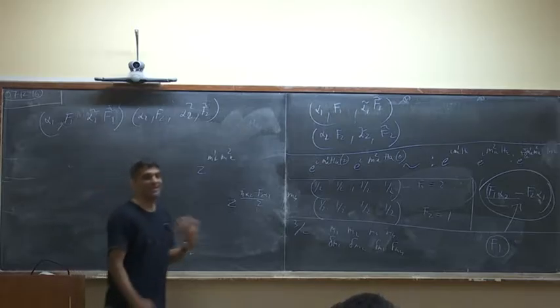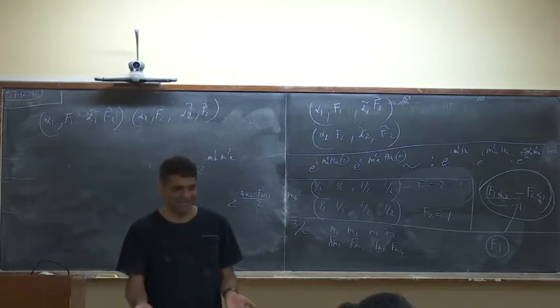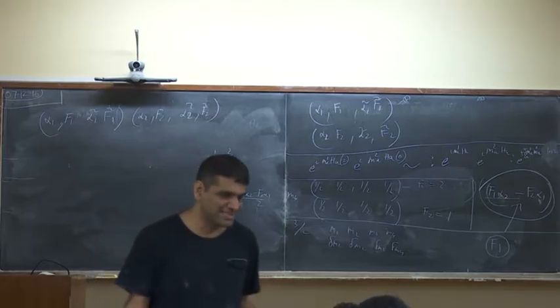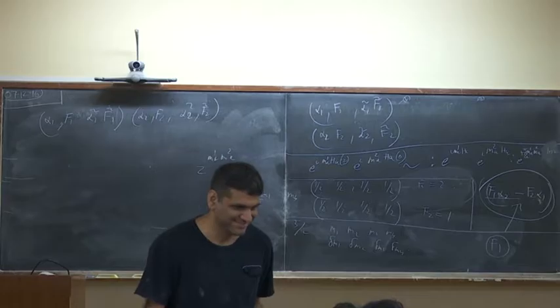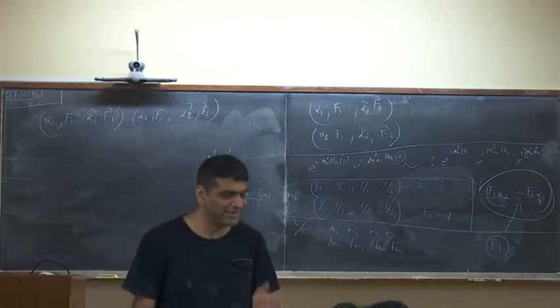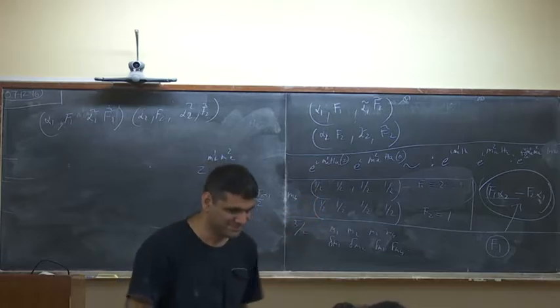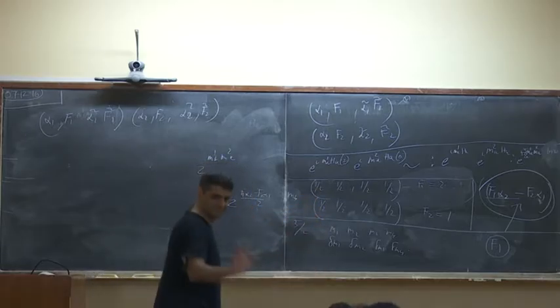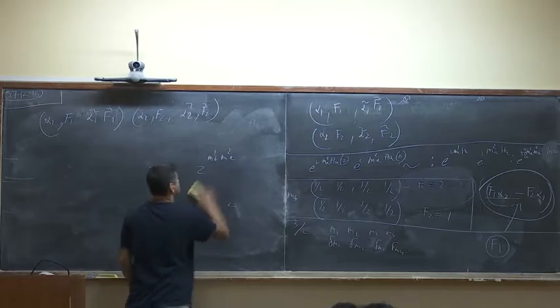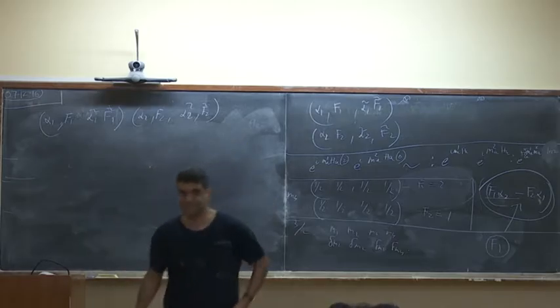Okay? So e to the power i pi is the same as e to the power minus i pi. It doesn't matter. We are only counting whether the phase is half integer or integer. Okay, thank you. Good question.